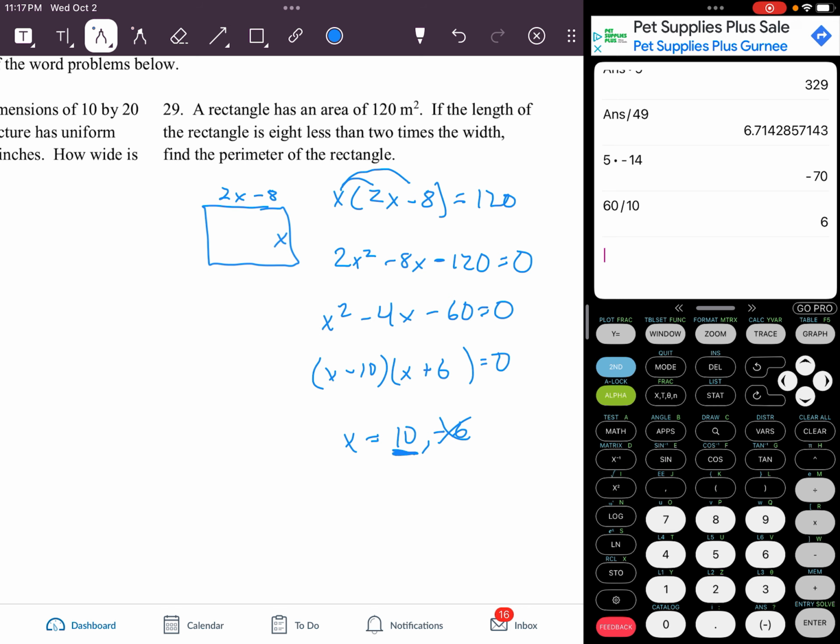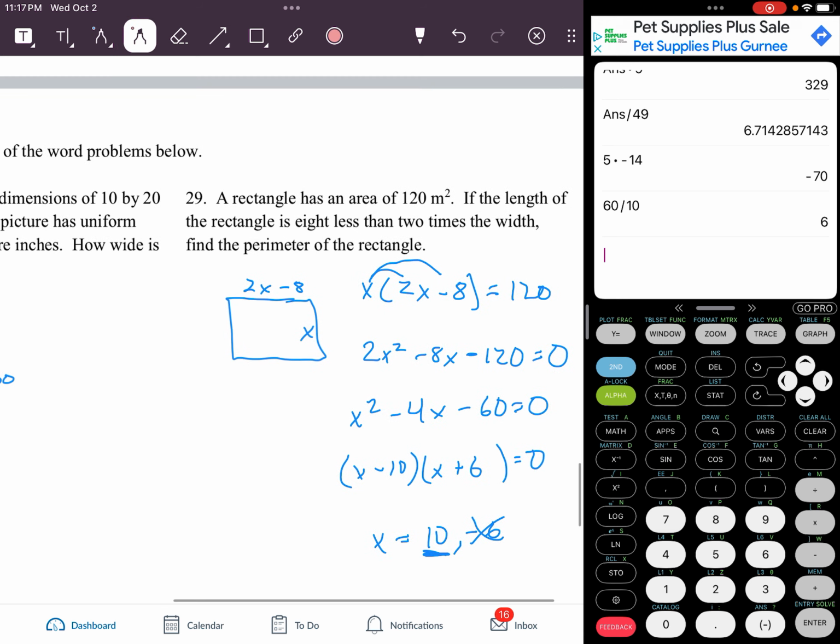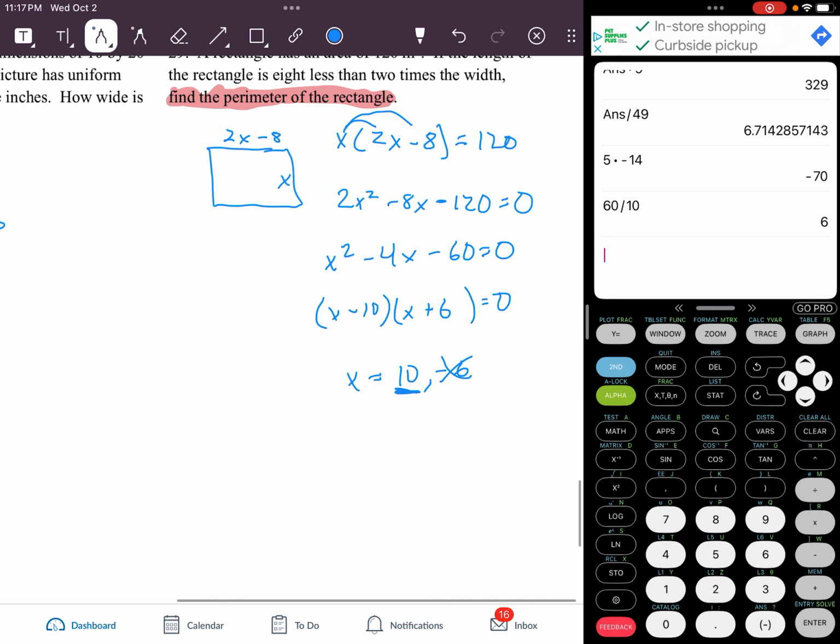However, if you look up to the question, it says find the perimeter of the rectangle. Okay? 10 is not the perimeter of the rectangle. It is what the x value is. So in that case, it would be the width. So if we look at our rectangle, okay, that's not a rectangle. Try that again. A little bit better.